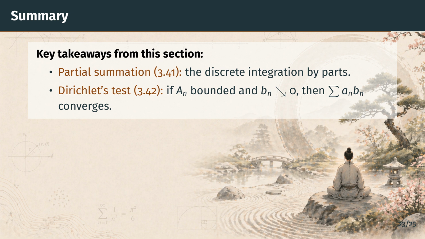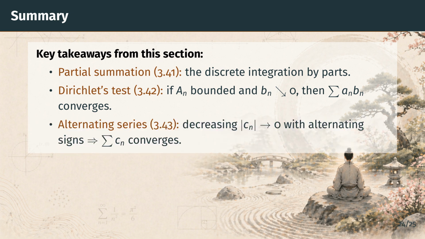Next, its two consequences. From Dirichlet's test, we obtained the alternating series test, theorem 3.43, known already to Leibniz. If the terms alternate in sign and their absolute values decrease to 0, the series converges. We proved it in a single line by factoring out the alternating sign and applying Dirichlet.